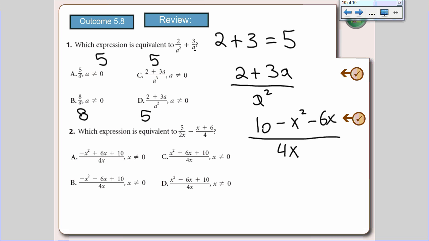No, we didn't multiply by negative 1. We just reordered it.